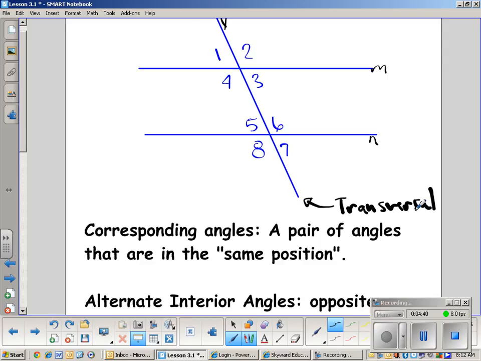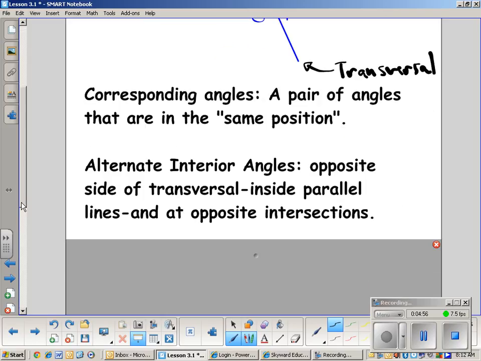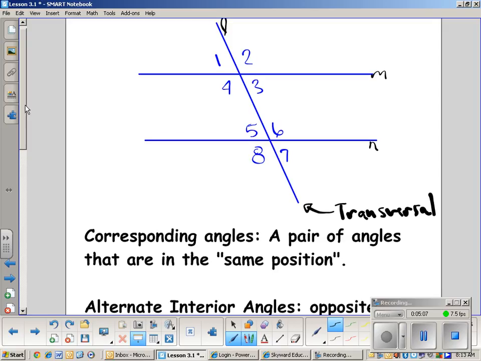Now, let's name a pair of angles that's opposite sides of the transversal and inside the parallel lines. 5 and 3. 4 and 6. How about 4 and 3? Are they opposite sides and inside? Yeah. Okay. Now, let's name a pair of angles that's opposite sides of the transversal, inside the parallel lines, and at opposite intersections. 4 and 6. Opposite sides, inside the parallel lines, and at opposite intersections, aren't they? Any other pair? 3 and 5.